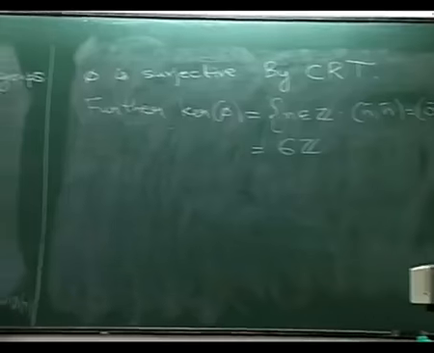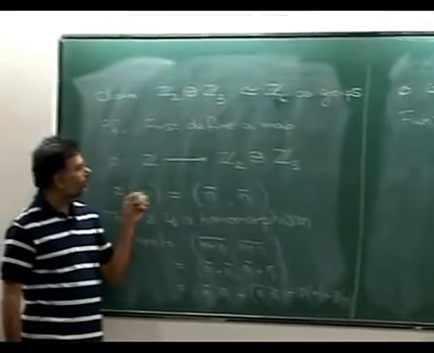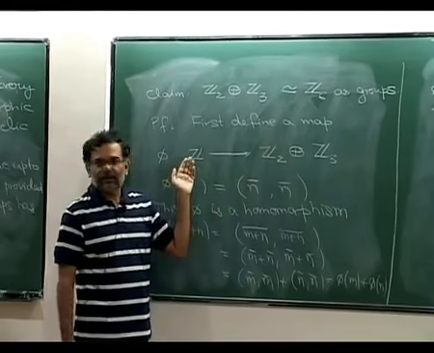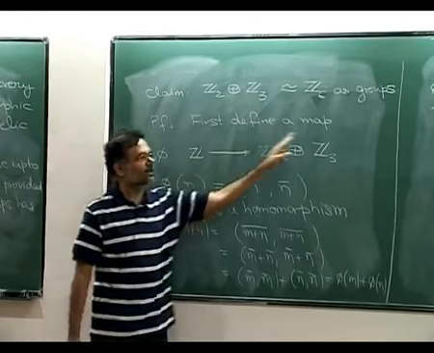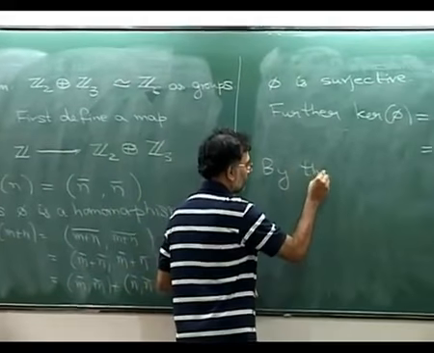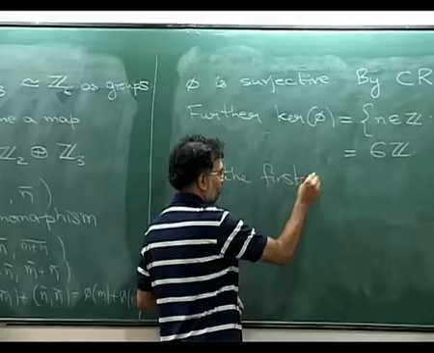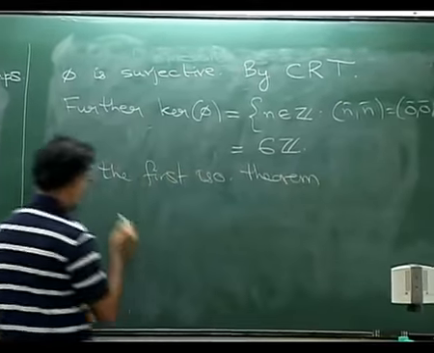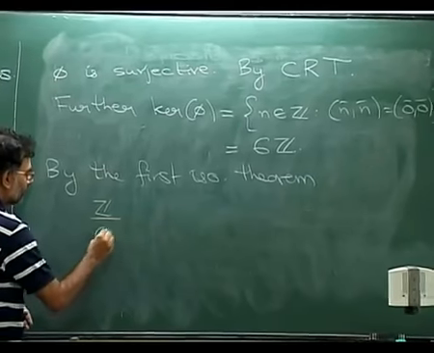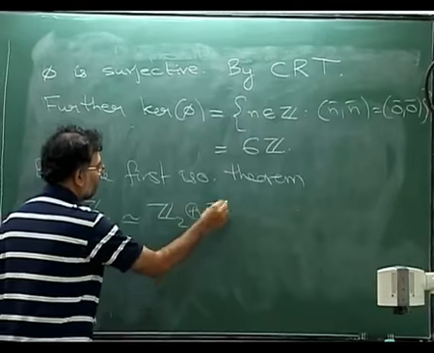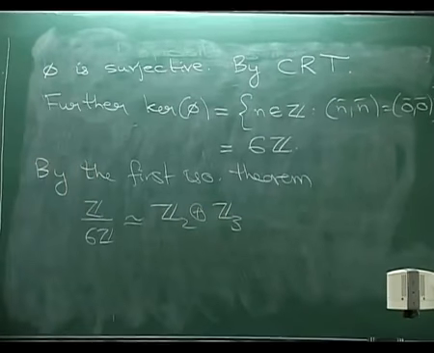Therefore, by the first isomorphism theorem, if you have a surjective homomorphism of groups and that is the kernel, then this modulo the kernel is isomorphic to this. So by the first isomorphism theorem, Z mod 6Z is isomorphic to Z2 direct sum Z3. That's what we set out to prove. That is what I said. Z6 is isomorphic to Z2 direct sum Z3.